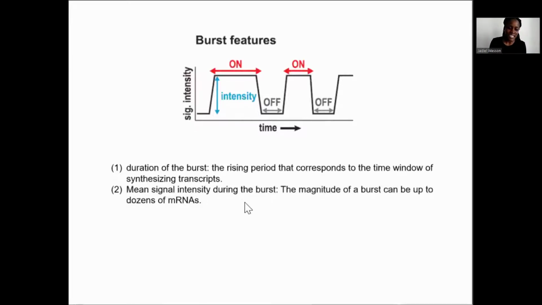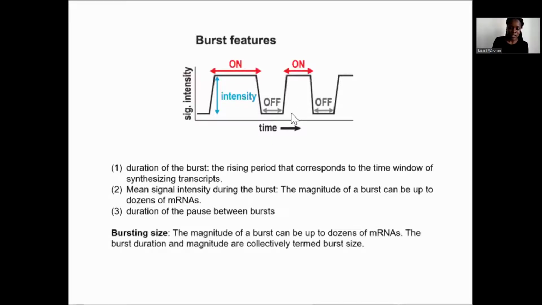The mean intensity of the burst, so how many mRNA transcripts are occurring during that burst of transcription, and also how long the pauses are in between the bursts. So there are two descriptors of bursts, which include bursting size. So it's the magnitude of the burst.